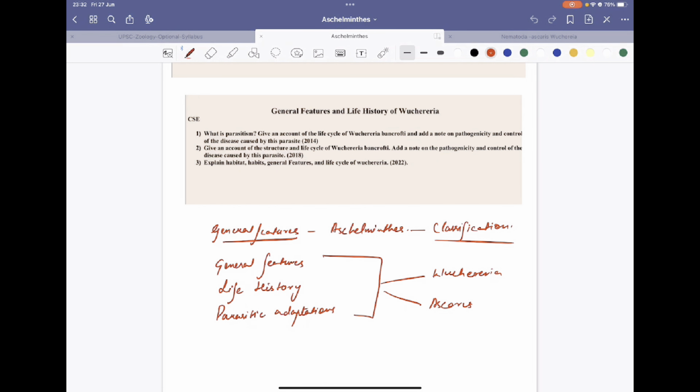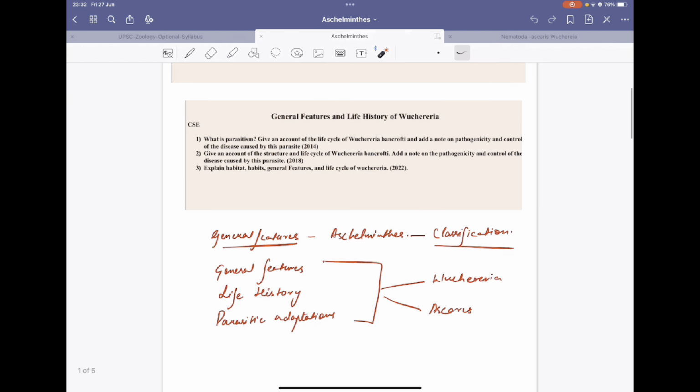These are the general features of Aschelminthes. Then we will also discuss the classification of Aschelminthes. We will discuss the general features of Wuchereria and Ascaris, as well as its life history and parasitic adaptations.